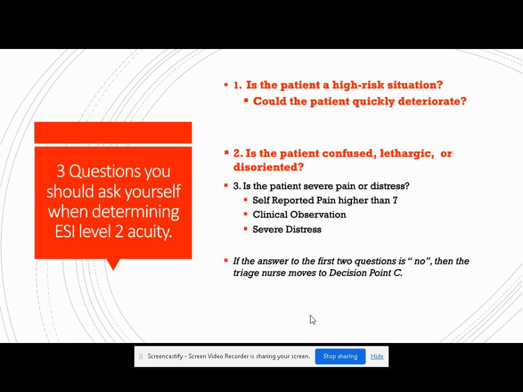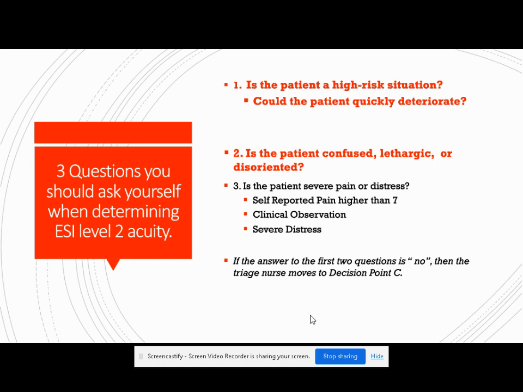So there are three questions you need to ask yourself when you're evaluating someone with an ESI level of acuity 2. The first two questions are paramount. What does that mean? Basically, these are the first two that are going to point us in the direction of a level 2 acuity. Is the patient at high risk? Could this patient deteriorate very quickly for us? If you're answering yes to that question, then we're going to go into the second question. Is the patient confused, lethargic, or disoriented?